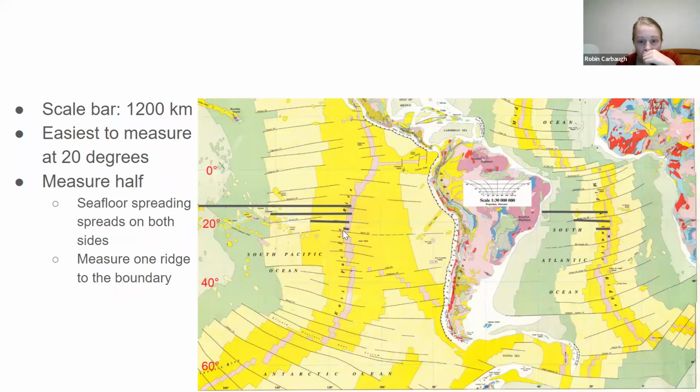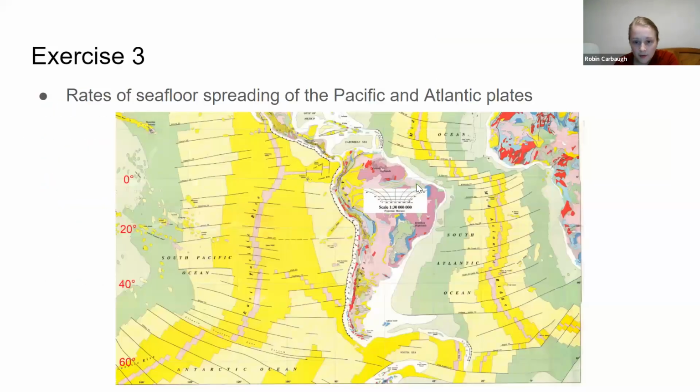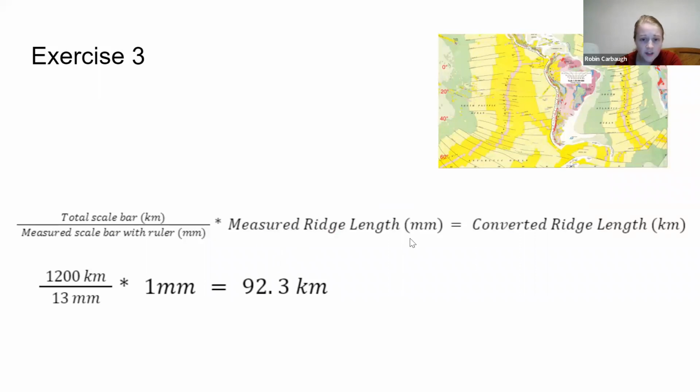PowerPoint did not want to do it, but you would measure from the center of this pink at the 20 degree mark over to the boundary with the yellow. And I think when I did this, I got like 1 millimeter. It's pretty small. Yep, and then you can do the same calculation here. The total scale bar was 1,200 kilometers. Measured scale bar with a ruler, when I did it, I got 13 millimeters. And just be careful where you are on this scale bar, because I'd recommend doing it at 20. And then whatever your measured ridge length is, for that first one, I got 1 millimeter. So this half spreading rate will be around 92 kilometers or so for the Pacific plate.